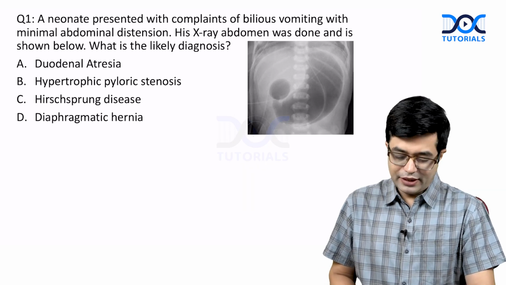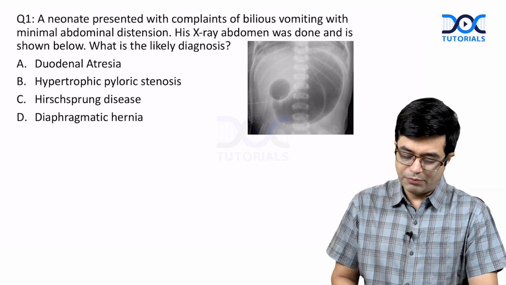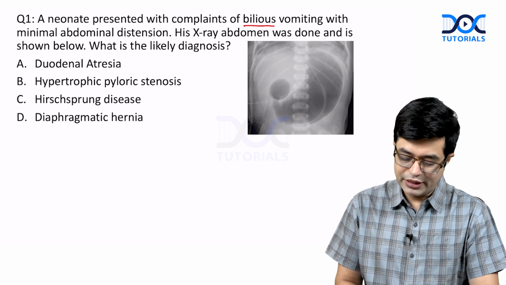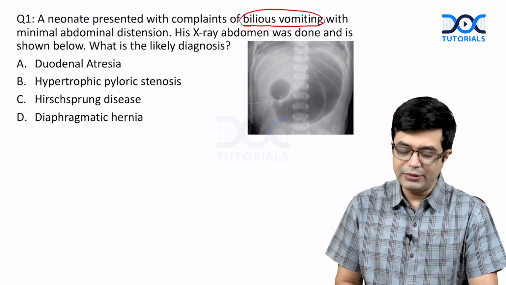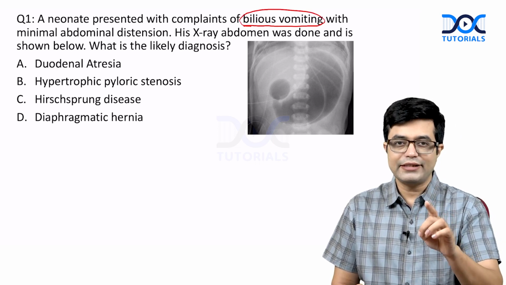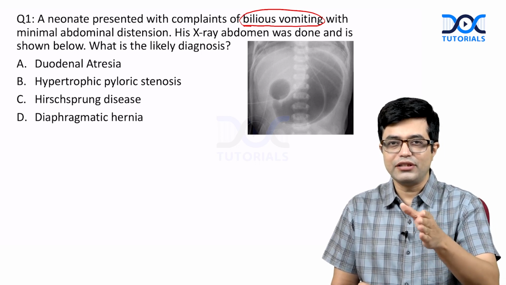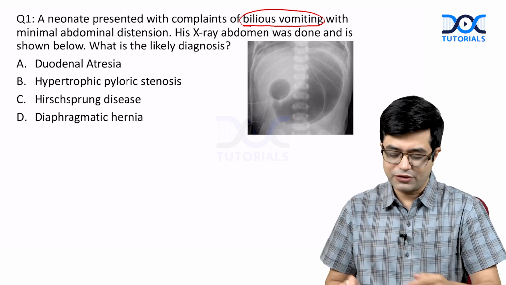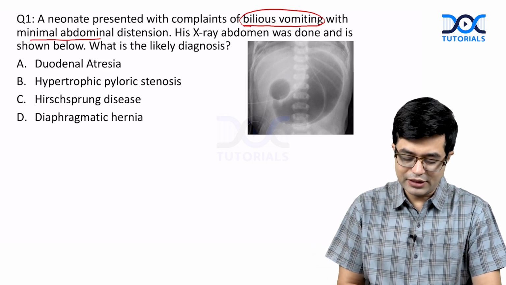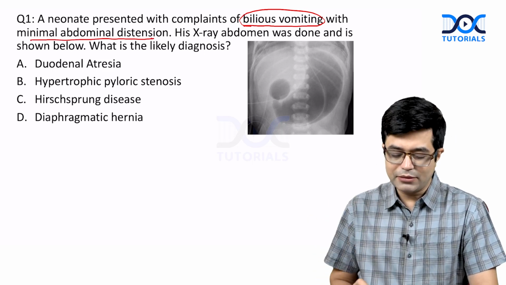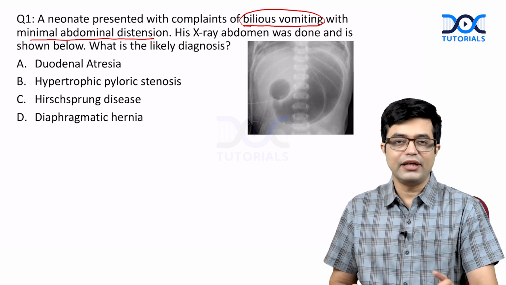Question number 1. A neonate presented with complaints of bilious vomiting. So the key word here is bilious vomiting. Bilious vomiting means the obstruction is not in the stomach, it is beyond the stomach. It is likely duodenal, jejunal, or ileal obstruction. There is minimal abdominal distension, okay? And the X-ray abdomen was done and it is shown below. What is the likely diagnosis?